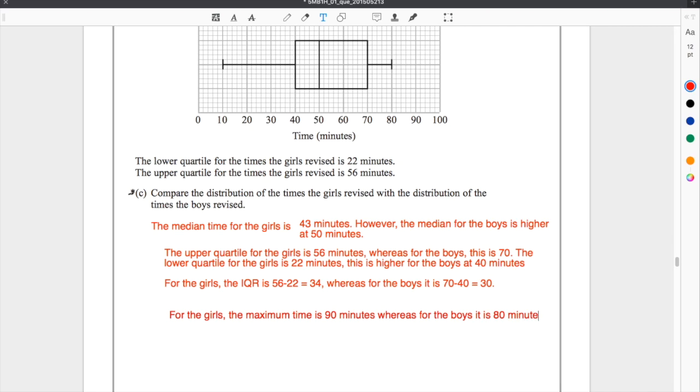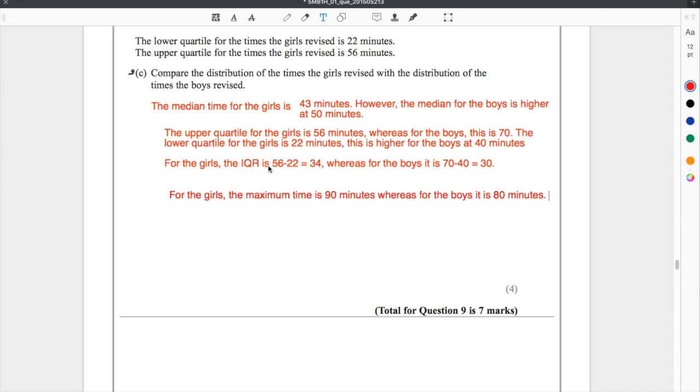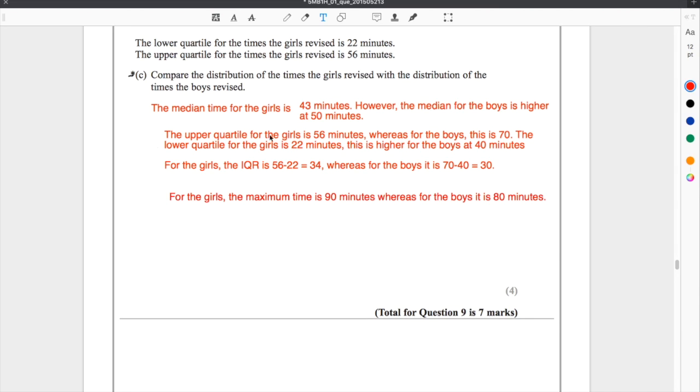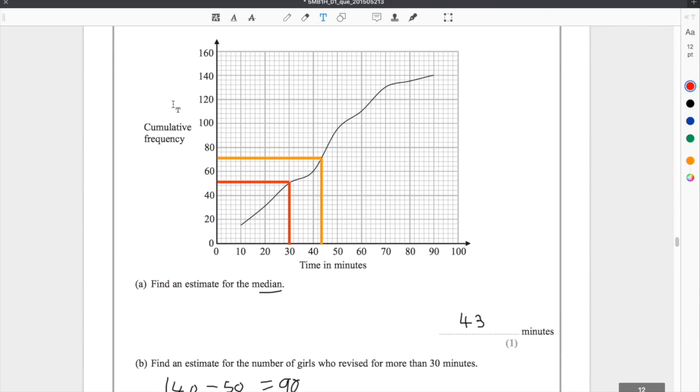And again, I'm going to leave it there. You could then compare the minimum values as well, but that's plenty for the full marks. In fact, you could just have the interquartile range, the upper and lower quartile, and the median comparison, and that would be enough. But I would always add the maximum and minimum in as well. Okay, so that's question 9.